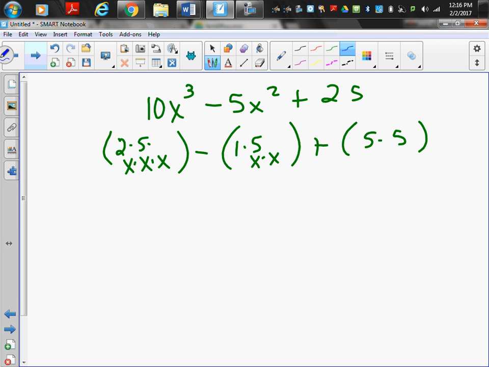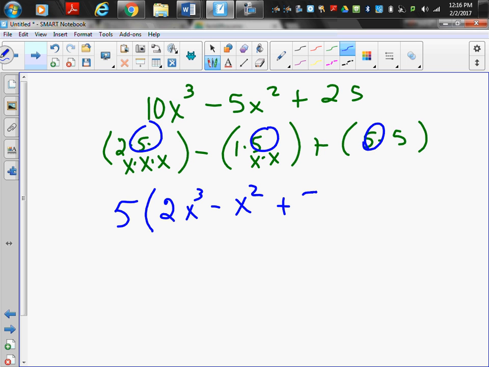Alright, so I'll go through. Here's a 5. There's a 5. There's a 5. That's the only thing that I can pull out of all 3 pieces. So I know it's 5 times 2x cubed minus x squared plus 5.